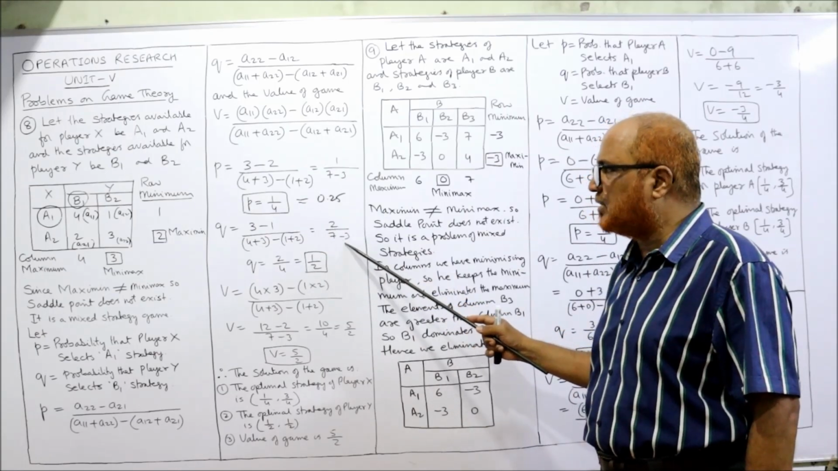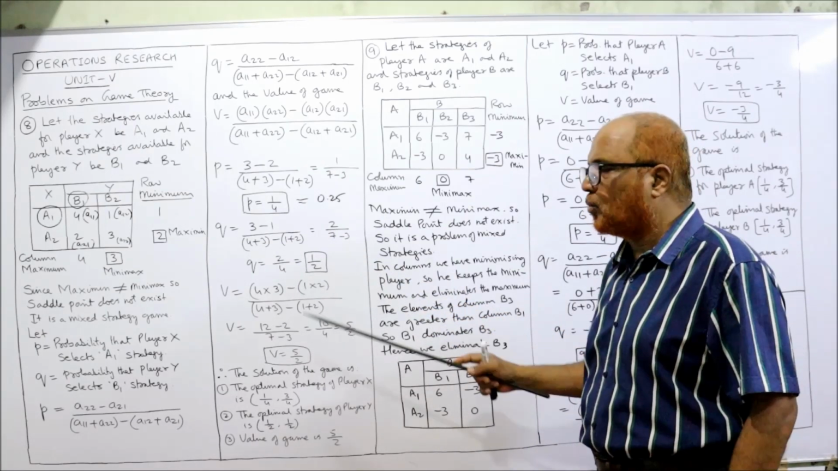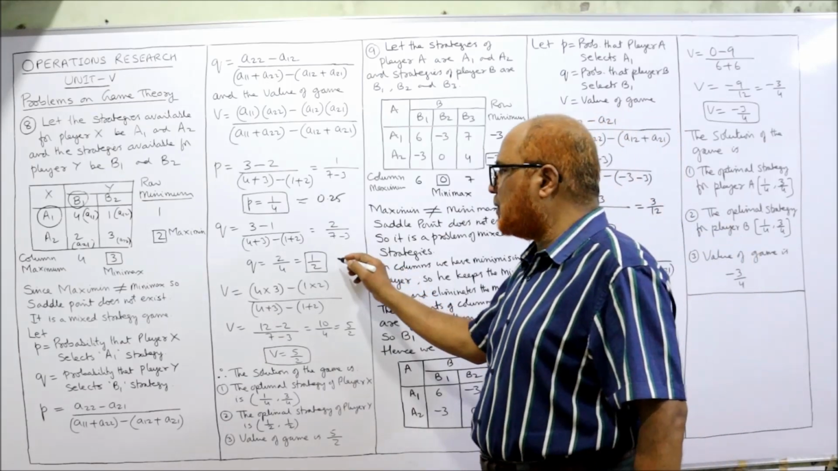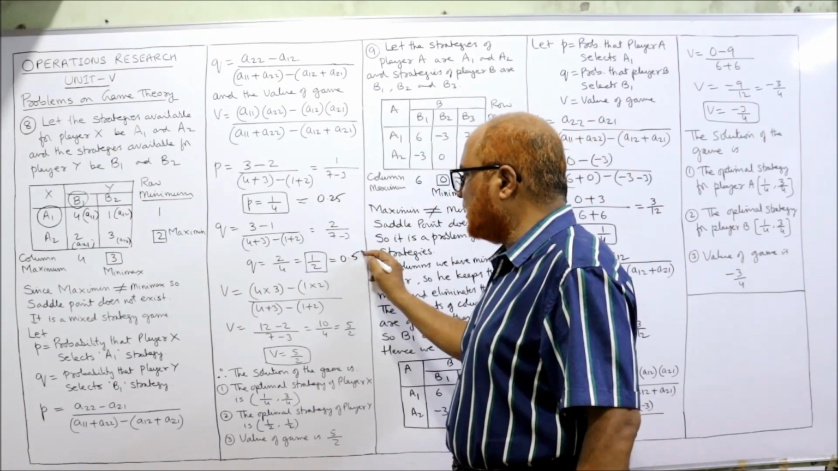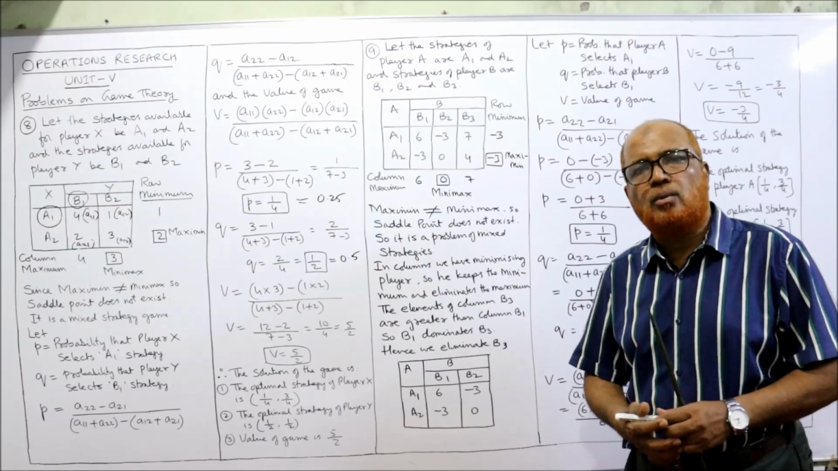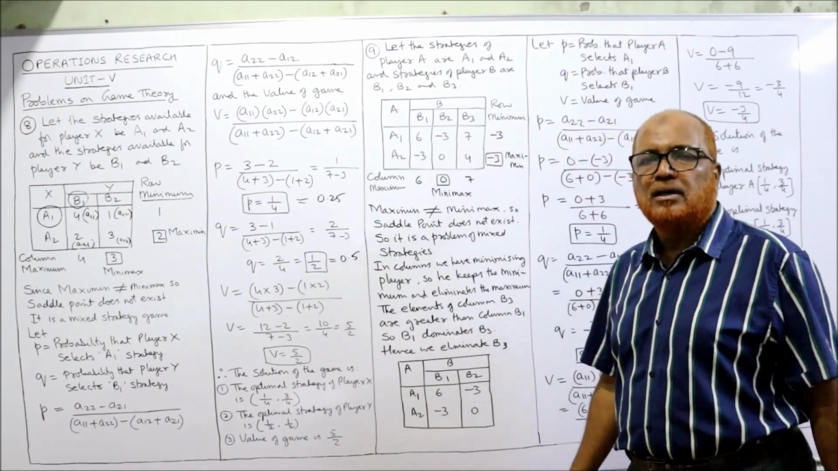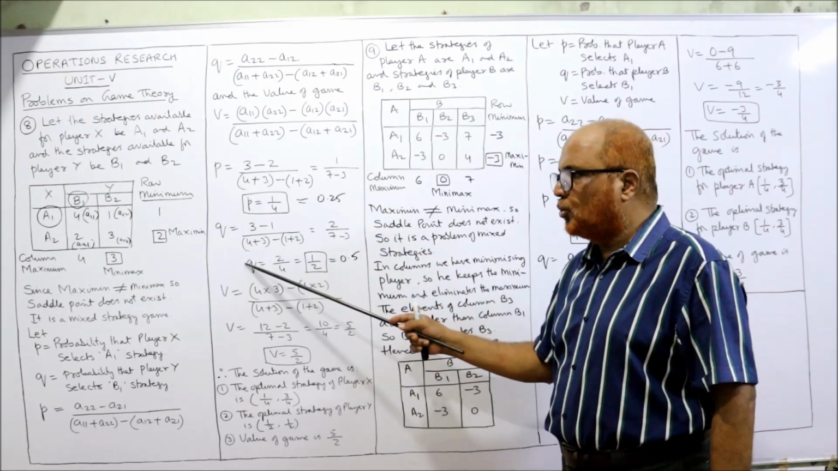So 2 divided by 7 minus 3, that is 2 by 4, or 1 by 2. 1 by 2 means 0.5. You can write 1 by 2 or you can write 0.5, it means the same. So we got the P value, we got the Q value.